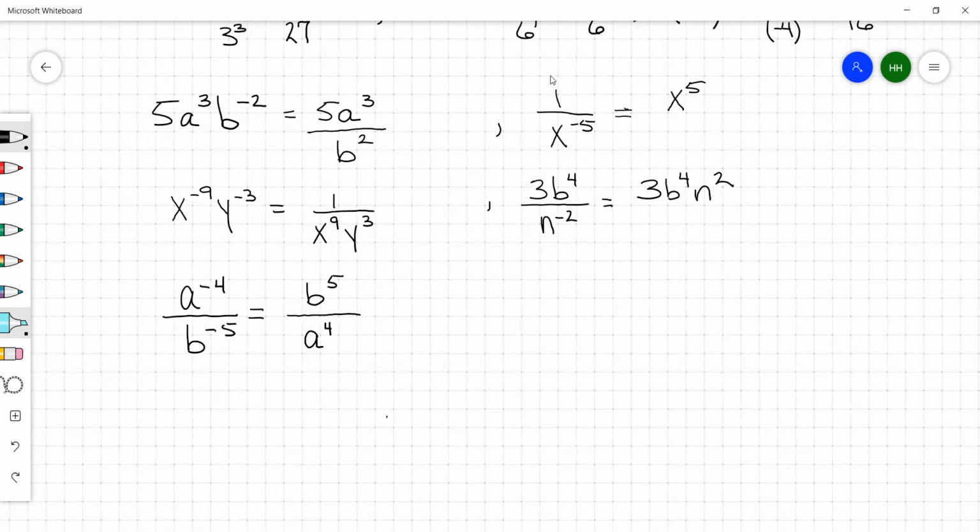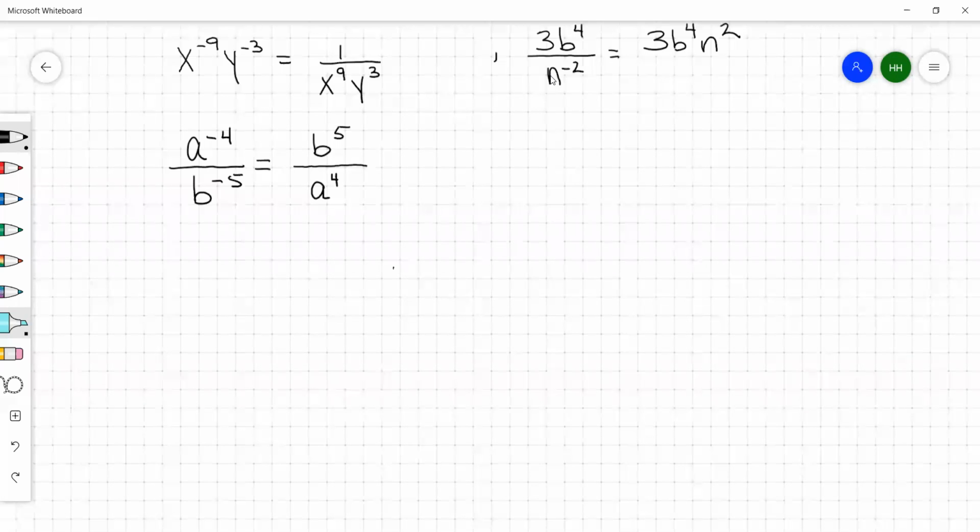Any questions on the negative exponents? All right, so the last thing you're going to do today is going to be called evaluating an exponent expression.